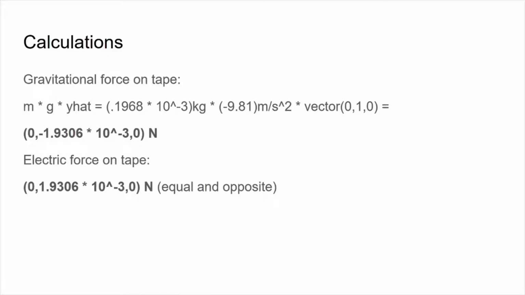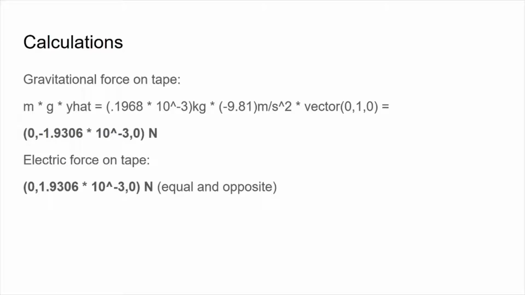So from those measurements, we could find the gravitational force on the tape by multiplying the mass times the acceleration due to gravity times the y hat direction, which gave us the vector 0, negative 1.9306 times 10 to the negative 3 newtons. And from that, we could deduce the electric force on the tape, which was an equal and opposite force, because we could observe that the net force on the object was 0, because it was floating without any motion.